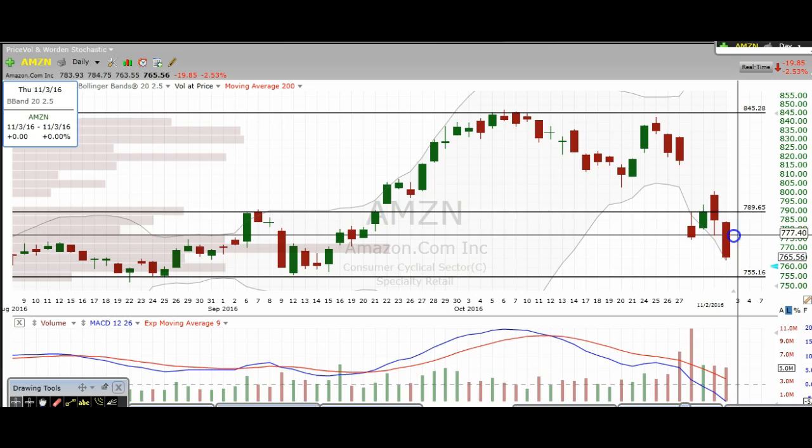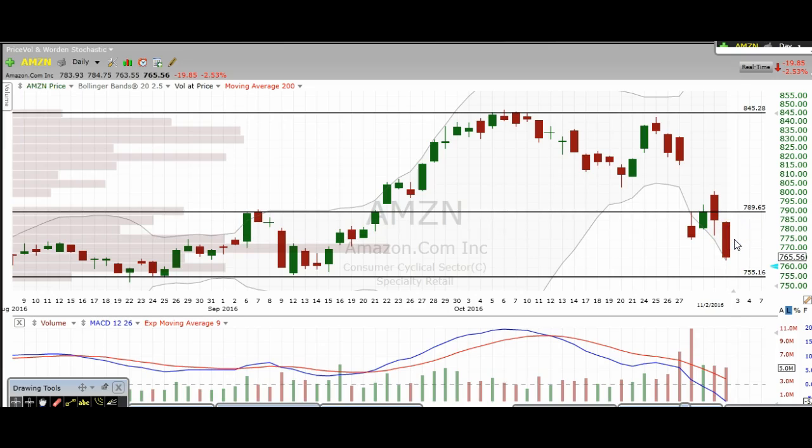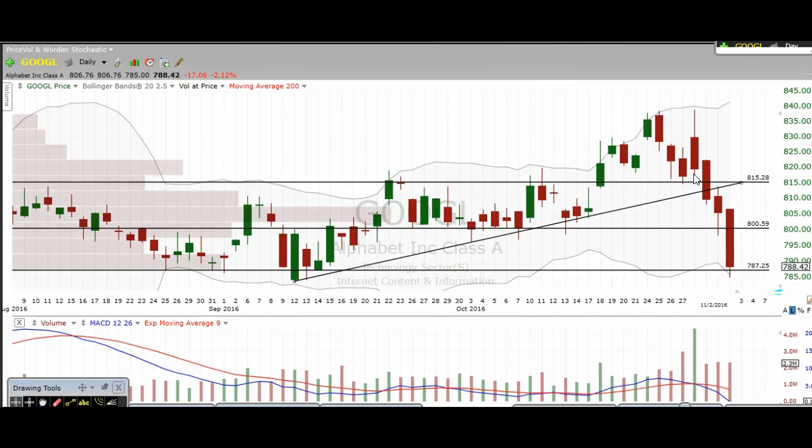So if we test up here about 776 before that level, that's going to be a good shorting opportunity for Amazon. The next one we're going to take a look at is Google.